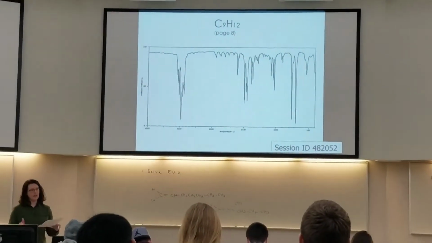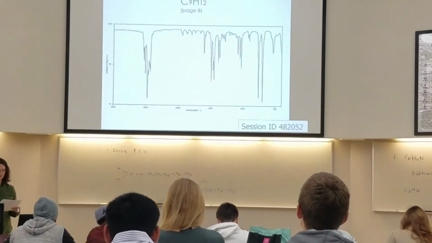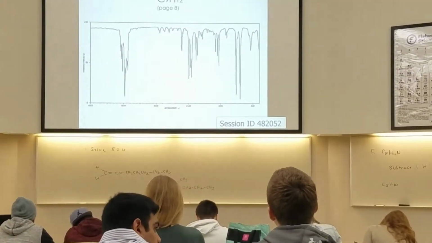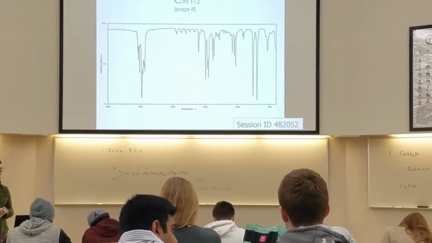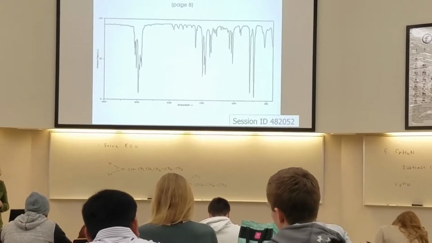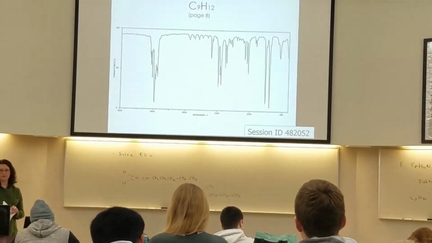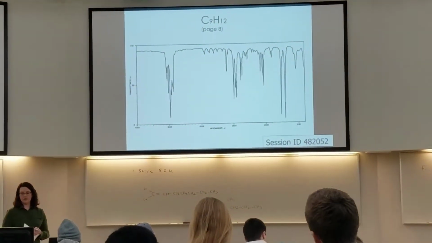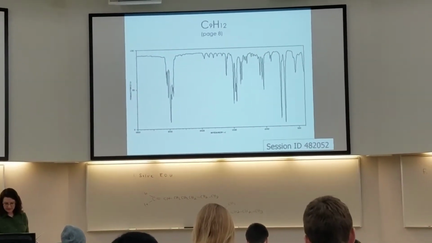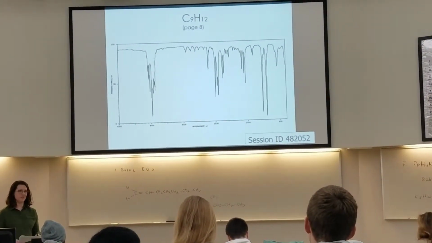This is the next one. Calculate elements of unsaturation. What'd you get? 4? Very good. Okay, so we're going to think maybe there's benzene in this molecule, right?